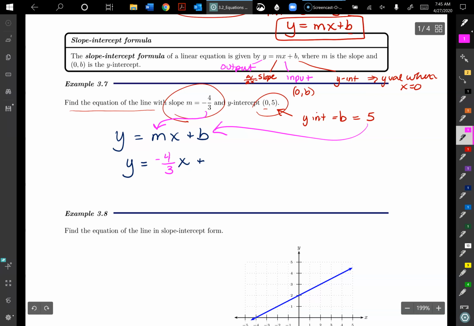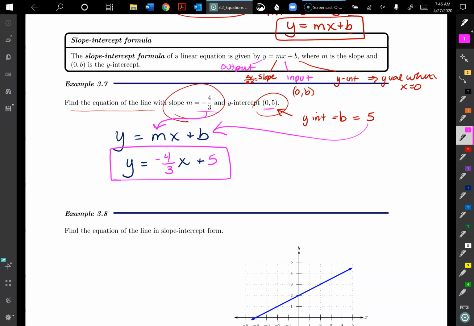And then the b is 5. Okay, so now our function or our rule is y equals -4/3 x plus 5. So that's the rule for a specific line that has this specific slope and passes through that y-intercept. It will pass through other points as well. We can also draw the line from that information.